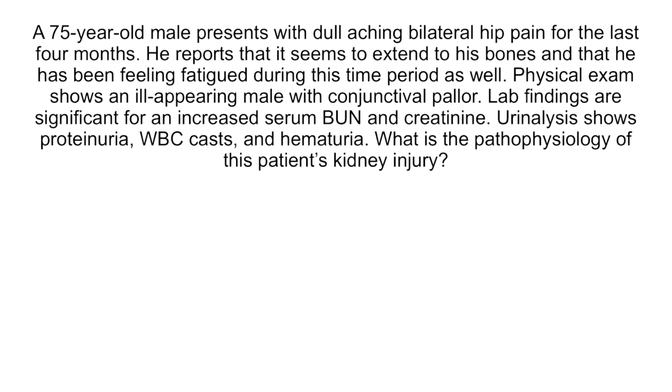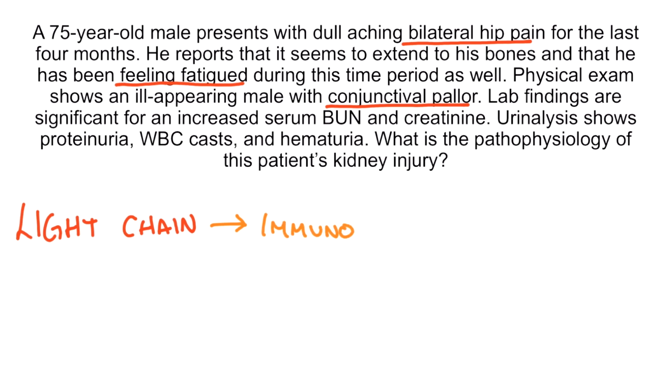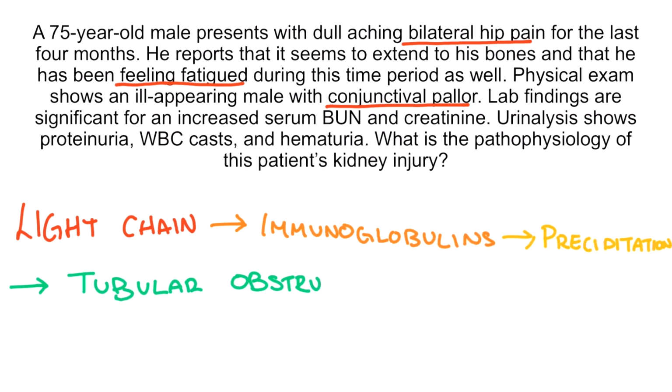This patient most likely has multiple myeloma. We know this from hip pain, fatigue, conjunctival pallor, and kidney injury. Recall the mnemonic CRAB for hypercalcemia, renal failure, anemia, and bone pain. Also recall that in multiple myeloma, light chain immunoglobulins accumulate and precipitate in the distal tubules, forming casts that result in obstruction and kidney injury.